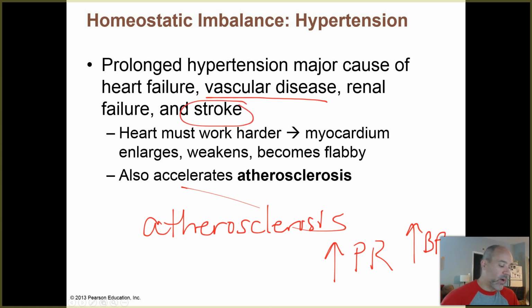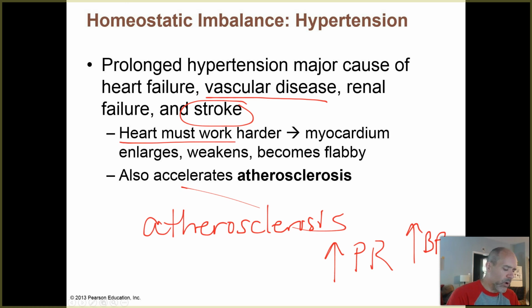Strokes, higher blood pressure can put you at a higher risk for stroke. You can have blood vessels that burst due to the higher blood pressure, the pressure against the walls. As your blood vessels weaken, especially as you age, they're more likely to burst, which can cut off the blood supply to your brain, and that's not a good thing.